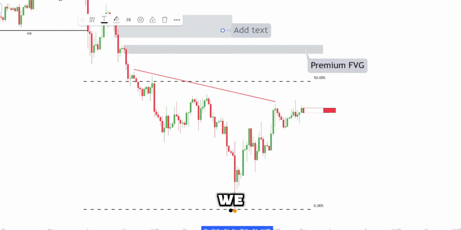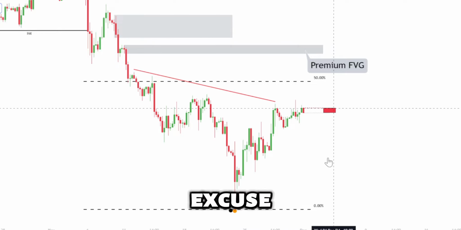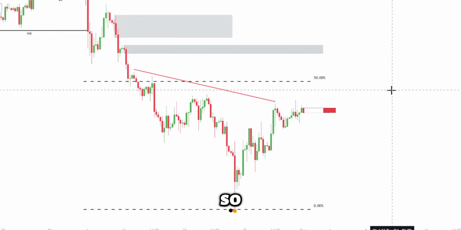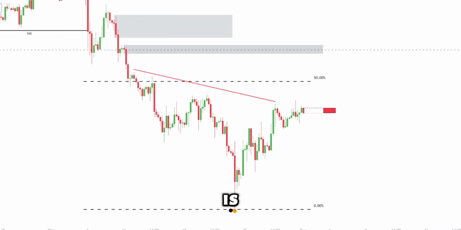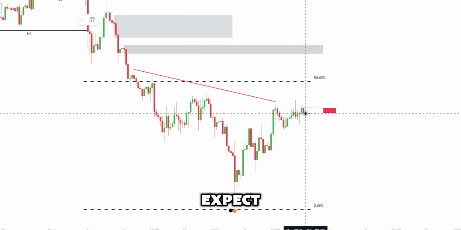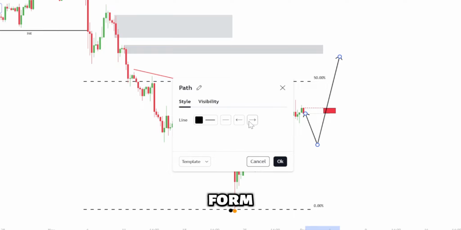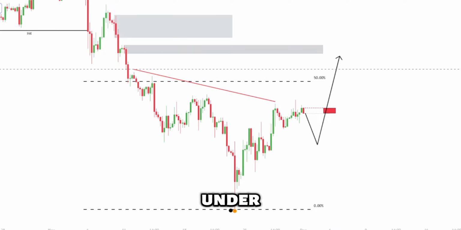Just like over here, we have another premium fair value gap. So we have two regions for price to target, excuse my spelling: trendline liquidity and fair value gaps. So from here on EURUSD, the only bias I have is bullish, and the reason for that is because I expect price to do this and then this. That is how simple it is to form a higher time frame bias. I did that in under 5 minutes, right?